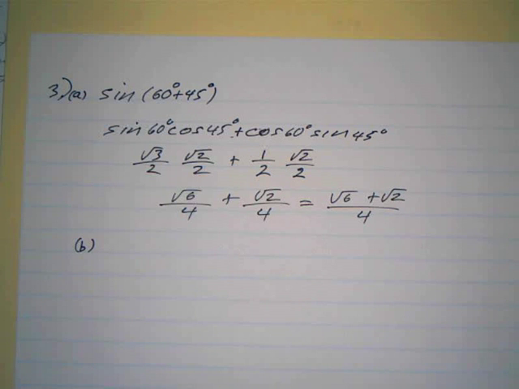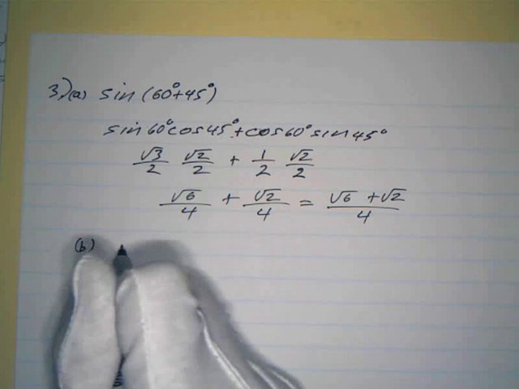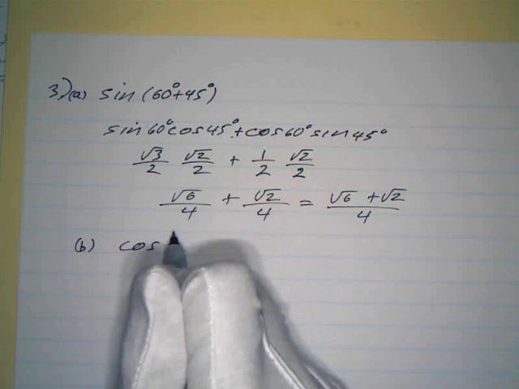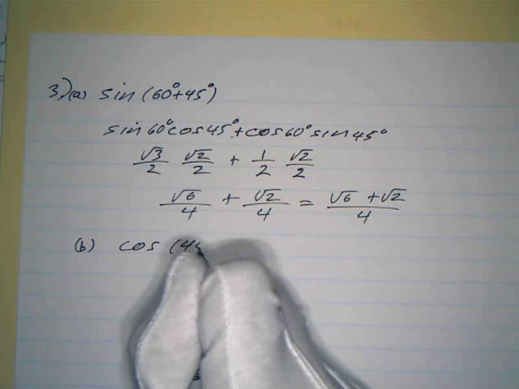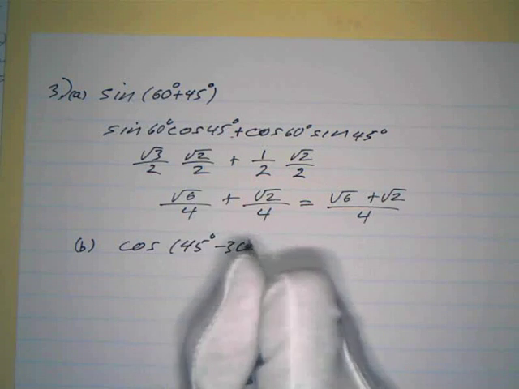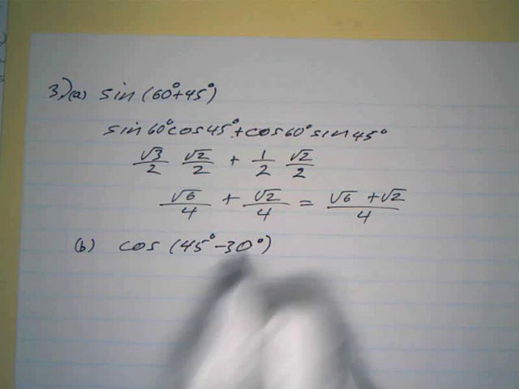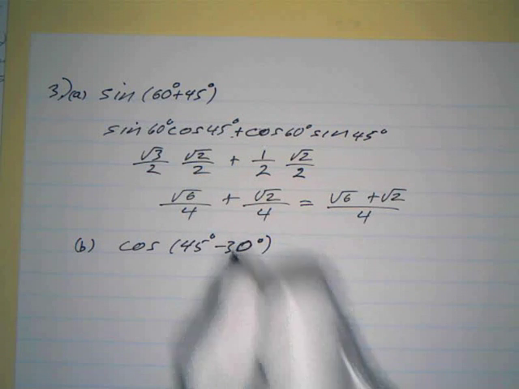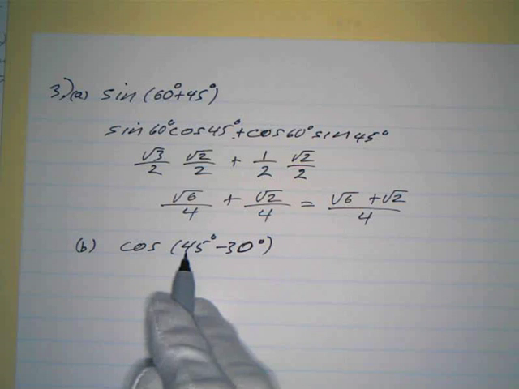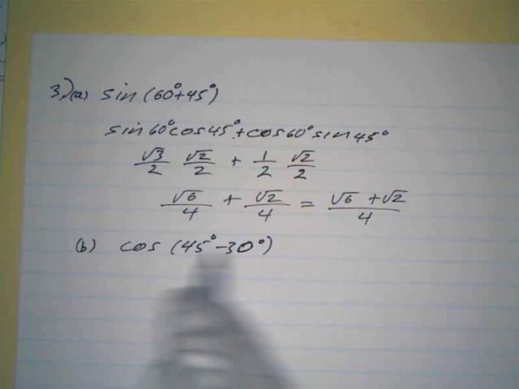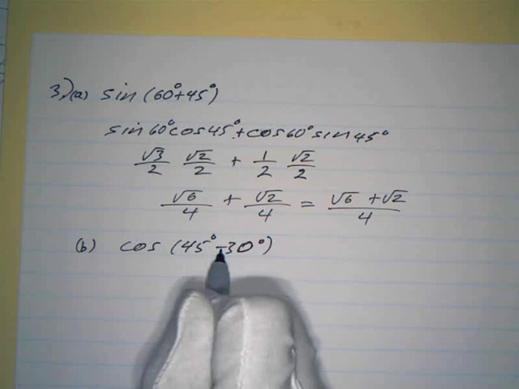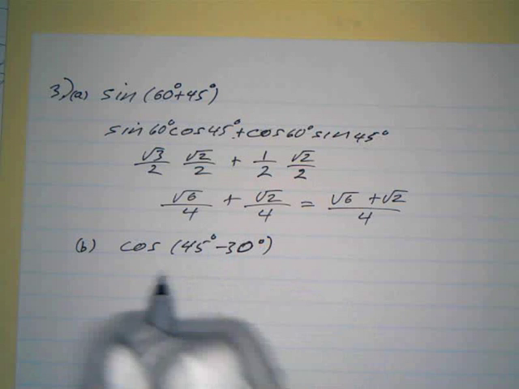Okay, and the next one is find the exact value, another exact value of this one, the cosine. And this would be 45 degrees minus 30 degrees. Okay. Now again, if we simplify this out, we get 15 degrees. We don't have an exact value for that, but we have exact values for 45 and 30. So we use our difference formula for cosine. Remember, cosine, cosine, sine, sine.